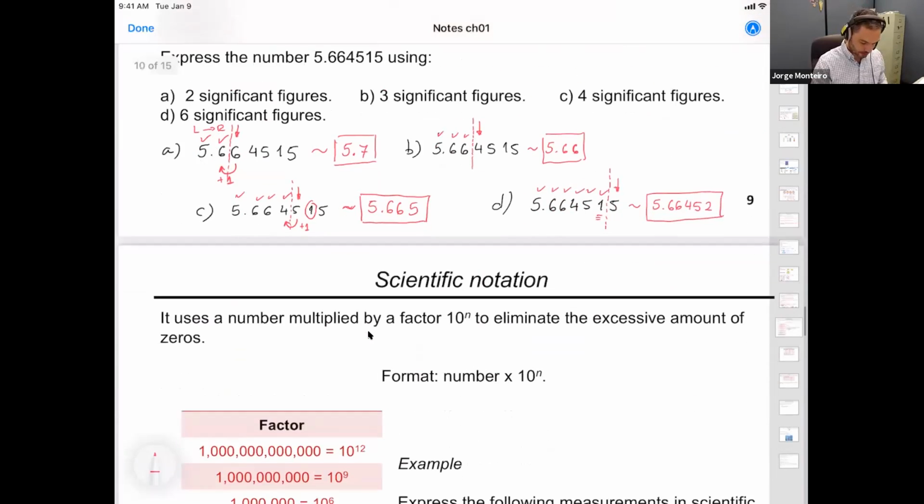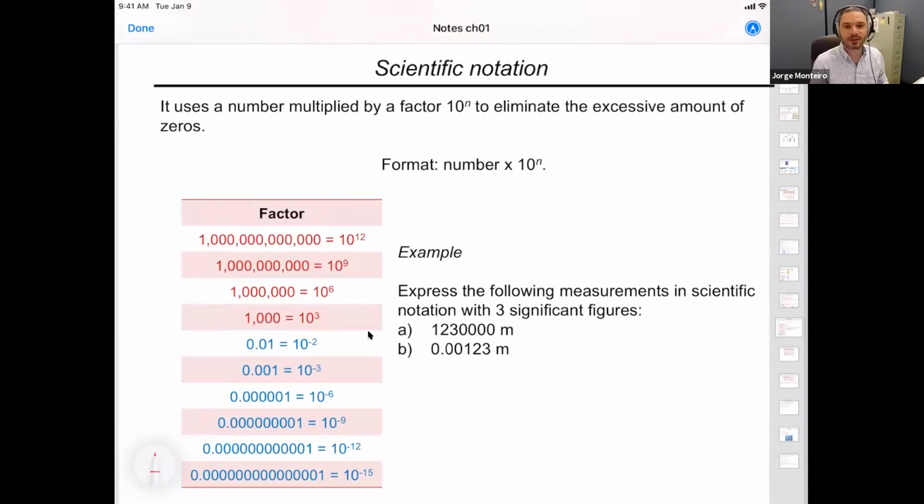Awesome. So now let's move on to scientific notation. Scientific notation is a very elegant way to express your result, and sometimes it's needed, especially when you have a lot of zeros to the left or a lot of zeros to the right side. Scientific notation uses a number multiplied by a factor 10 to the n to eliminate the excessive amount of zeros.